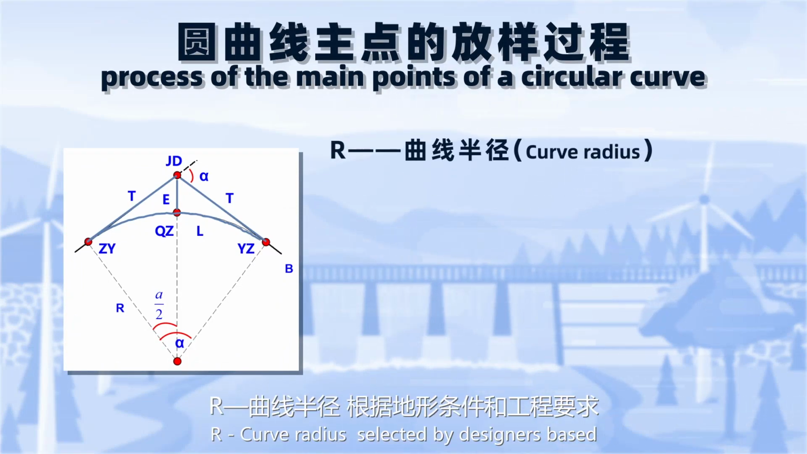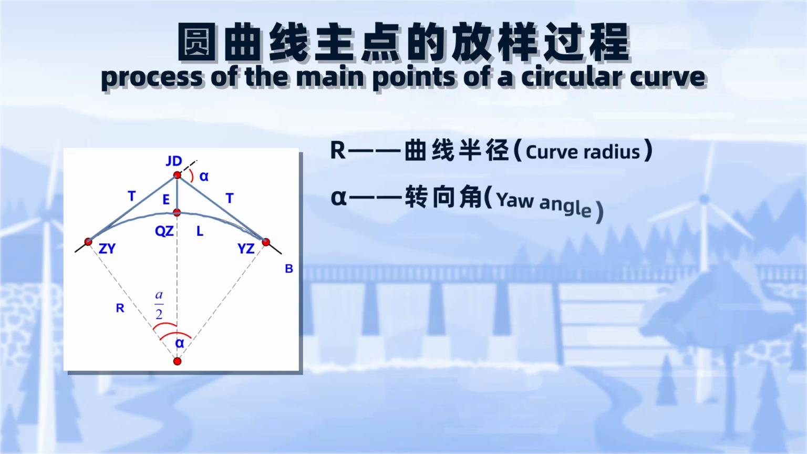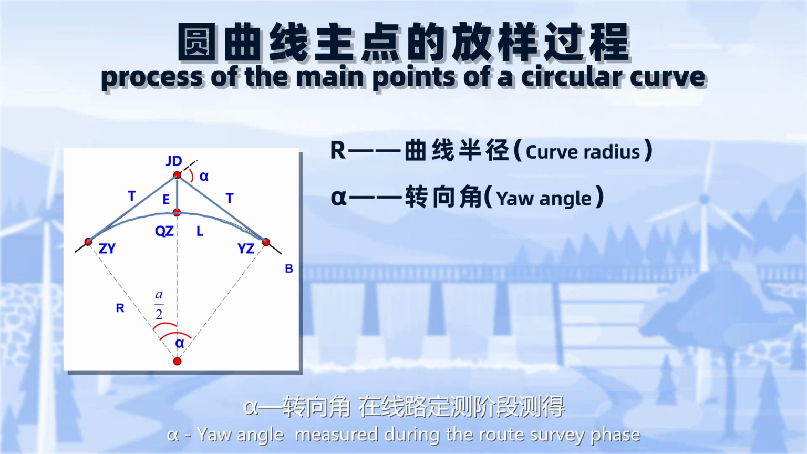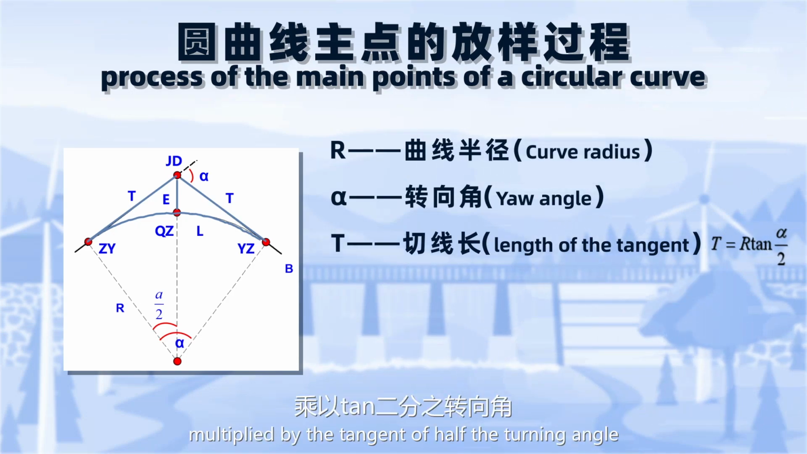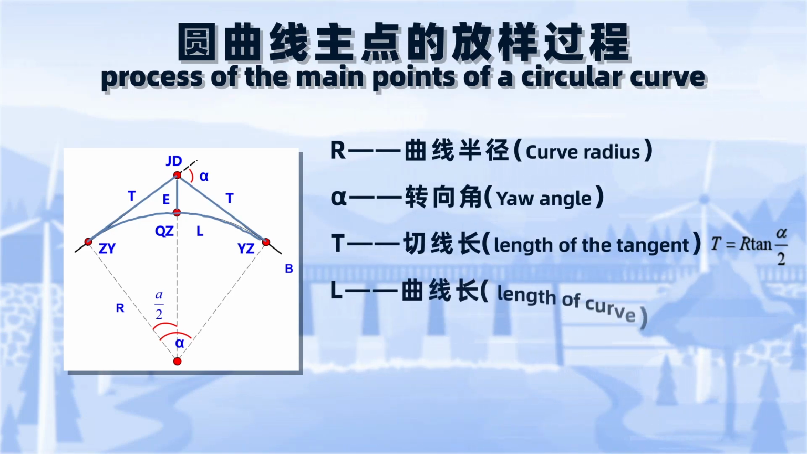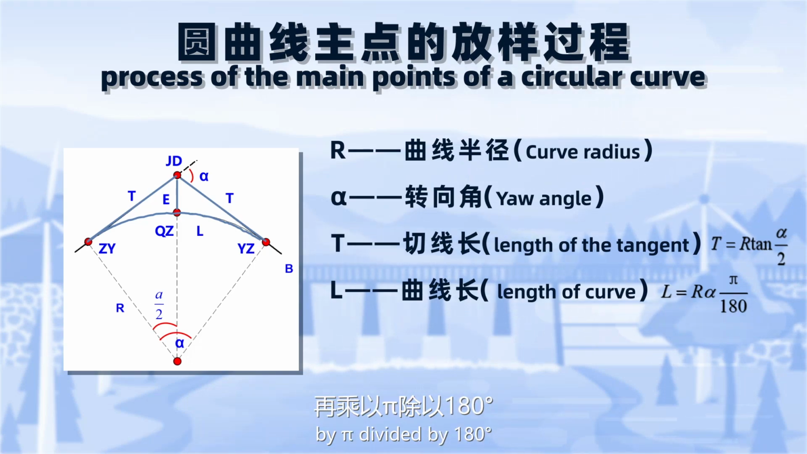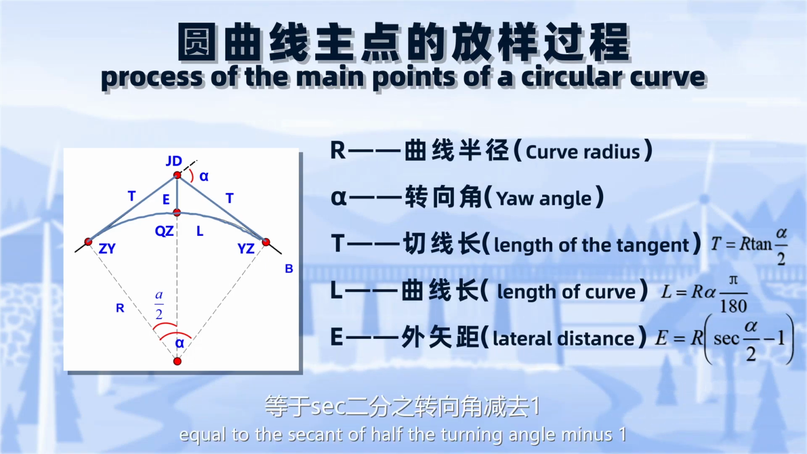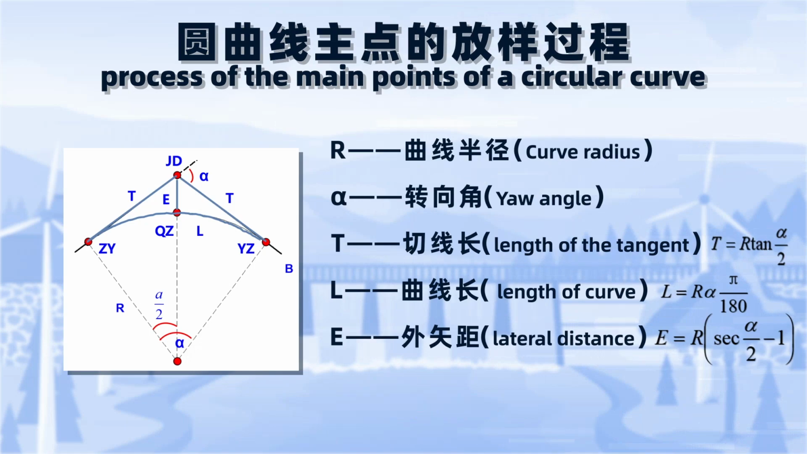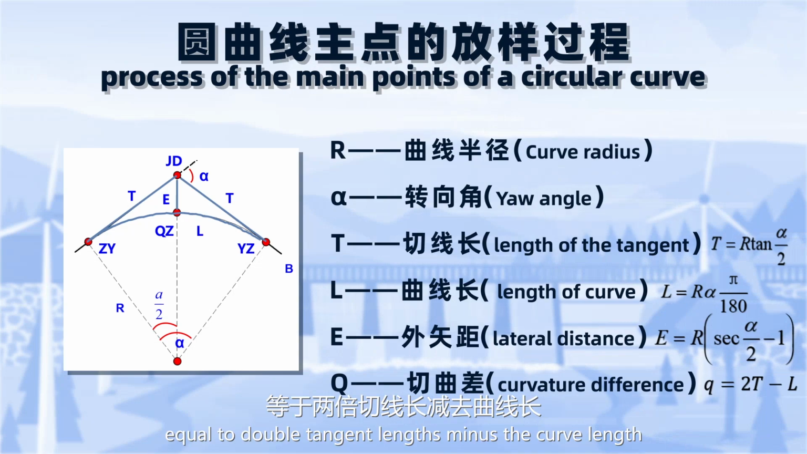R, the curve radius, selected by designers based on terrain conditions and engineering requirements. Alpha, the yaw angle, measured during the route survey phase. T is the length of the tangent, equal to the radius multiplied by the tangent of half the turning angle. L is the length of the curve, equal to the radius multiplied by the turning angle and then multiplied by pi divided by 180 degrees. E is the lateral distance, equal to the secant of half the turning angle minus 1, and then multiplied by the radius. Q is the curvature difference, equal to double the tangent length minus the curve length.